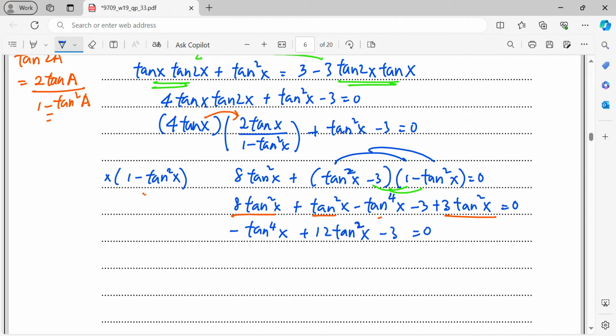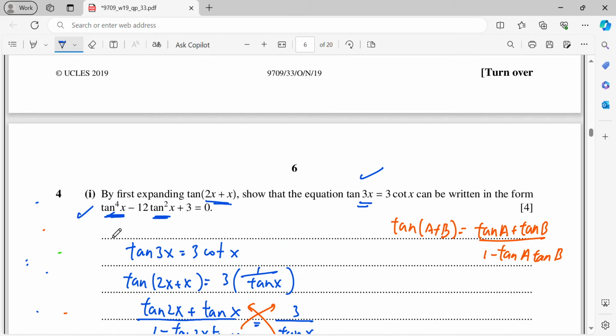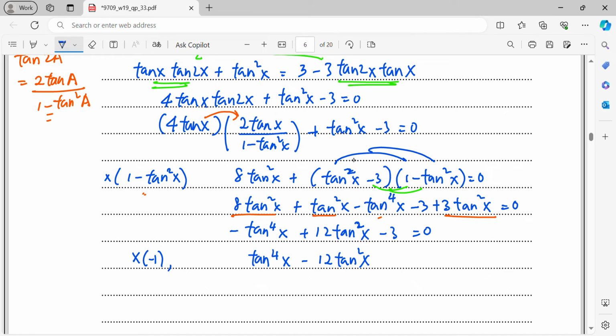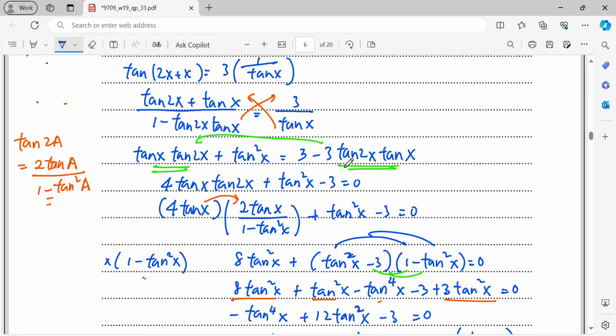And now to get the equation, look at here, the coefficients are 1, minus 12, and 3. So it means that I just times negative 1 to the whole equation, then you will be getting tangent degree 4x minus 12 tangent square x, then plus 3 equals to 0. So I have shown the given form.